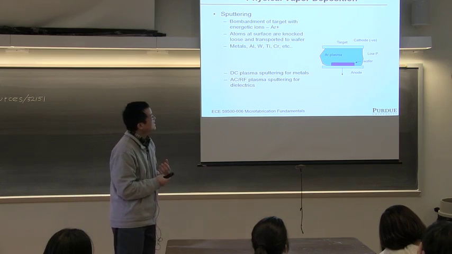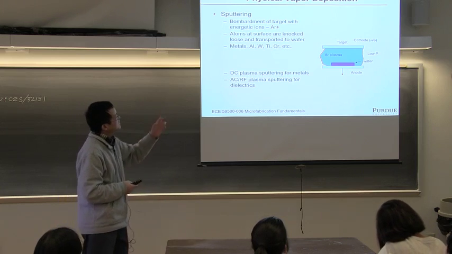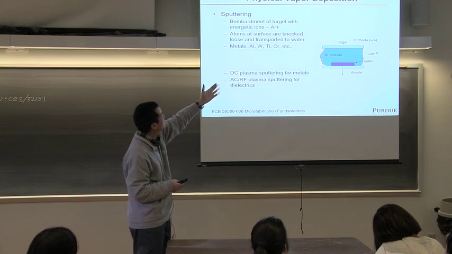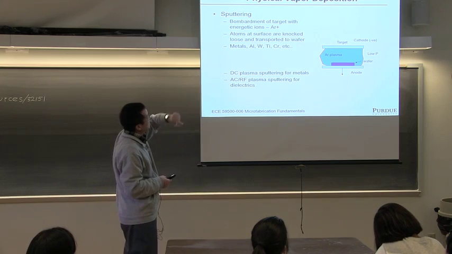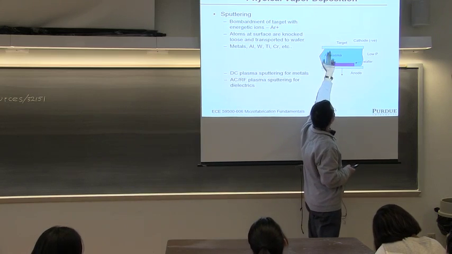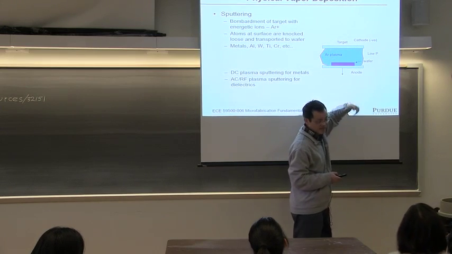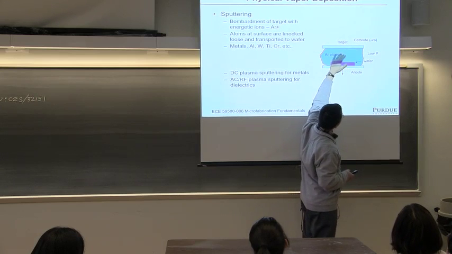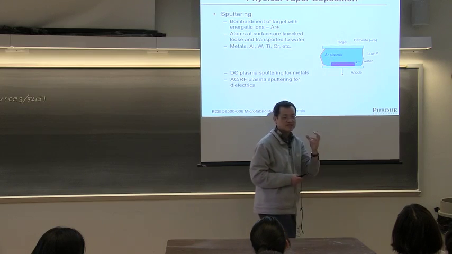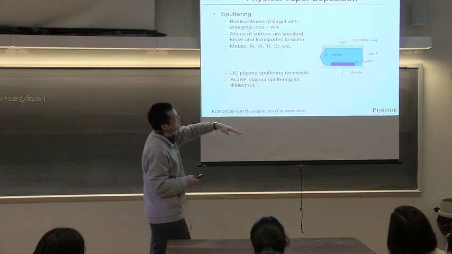So now we want to say why we want a plasma in our PVD, or physical vapor deposition. The plasma will bombard the target with energetic ions like argon, and atoms at the surface are knocked loose. The plasma creates a shower of ions striking the target, and the neutral atoms are knocked loose out of the target. The neutral atoms can diffuse and deposit onto the wafer, because only the neutral atoms can go against the plasma potential to reach the wafer.